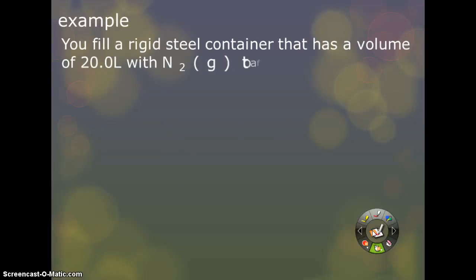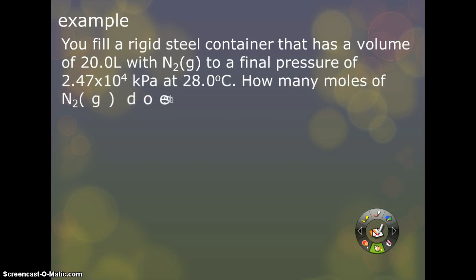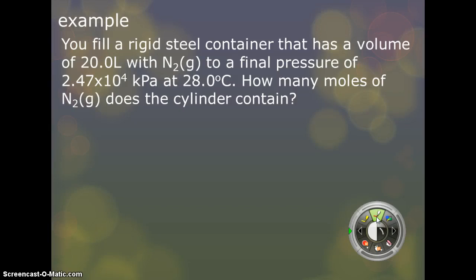So let's say we fill a rigid steel container with a volume of 20 liters with nitrogen gas to a final pressure of 2.47 times 10 to the fourth kilopascal at 28 degrees Celsius. They want to know how many moles of gas the cylinder contains. First, we need to make sure our units are where we want them. We have liters, so volume is 20 liters. Pressure is 2.47 times 10 to the fourth kPa.